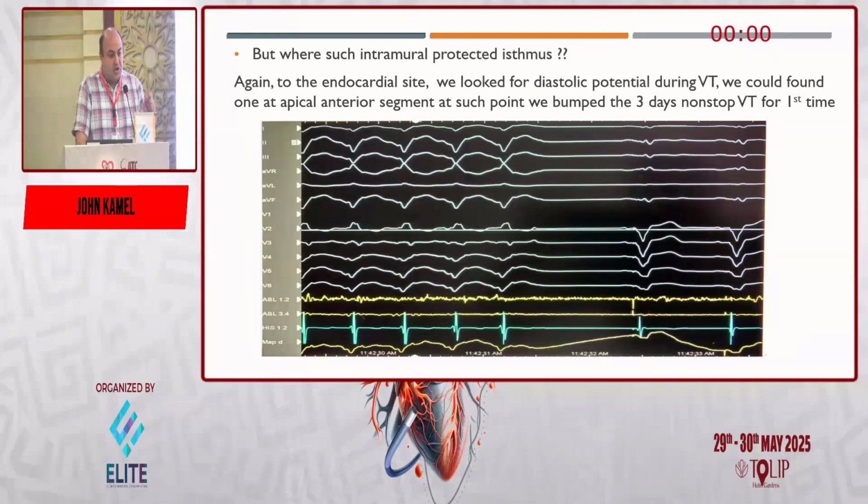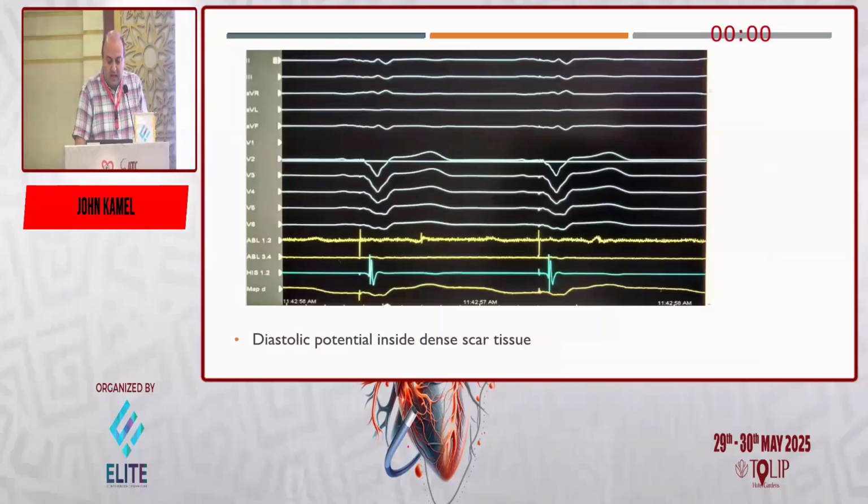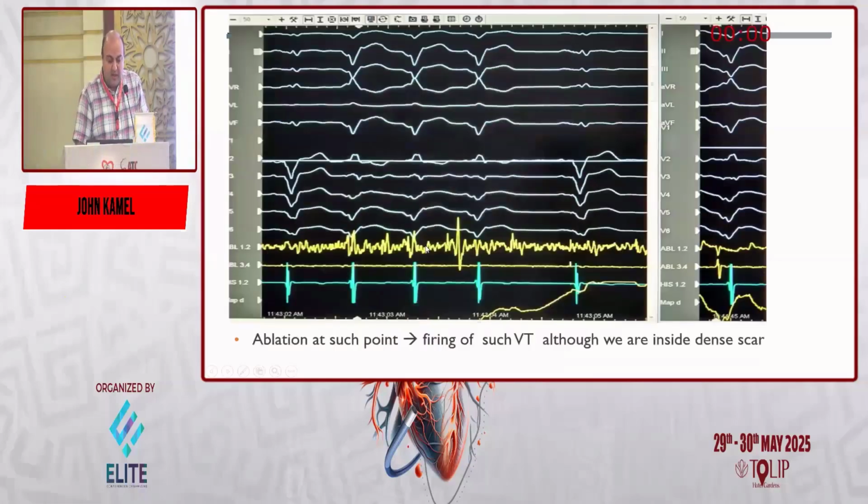At such a point, just pushing the ablation catheter did stop the non-stoppable tachycardia. The tachycardia was already 3 days long, non-stop. Just pushing the ablation catheter at this potential did stop the tachycardia. And as you can see, this is the diastolic potential in the dense scar. Ablation at such an area already gave me the 12 of 12 tachycardia morphology.